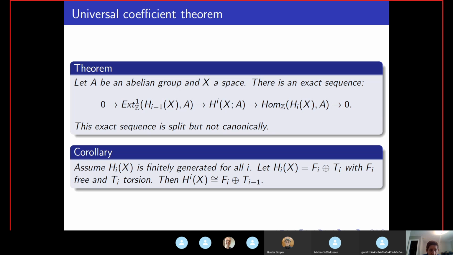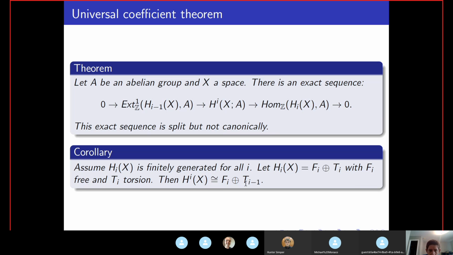And the corollary: if you plug in A is Z, and you assume that all the homology groups are finitely generated, then the structure theorem of finitely generated abelian groups says that abelian groups are just a direct sum of a free part and a torsion part. In that case, the cohomology is just isomorphic to the free part plus the torsion part, but the torsion part gets shifted.